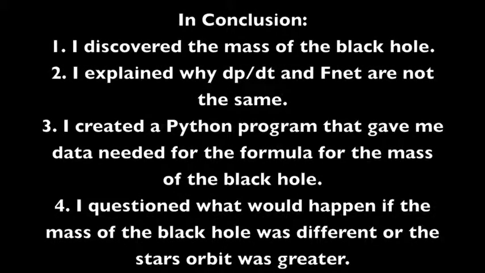In conclusion, I discovered the mass of the black hole. I explained why dp over dt and F net are not the same. I created a Python program that gave me the data needed for the formula for the mass of the black hole, and I questioned what would happen if the mass of the black hole was different or the star's orbit was greater.